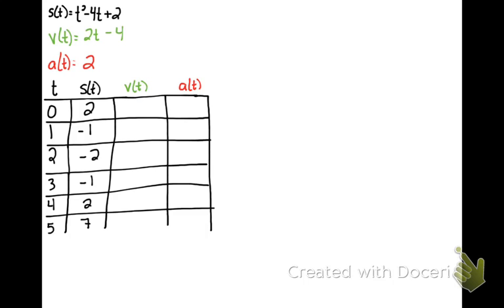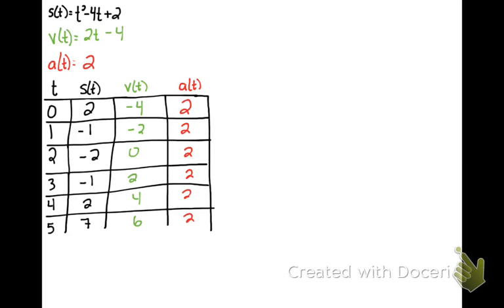If we use our velocity function, we find that our velocity starts at negative 4, and goes negative 2, 0, 2, 4, and 6. So this thing is just speeding up, and acceleration is 2. So it's just a constant acceleration of 2. And so just from examining these numbers, we can know some things about the particle's motion.